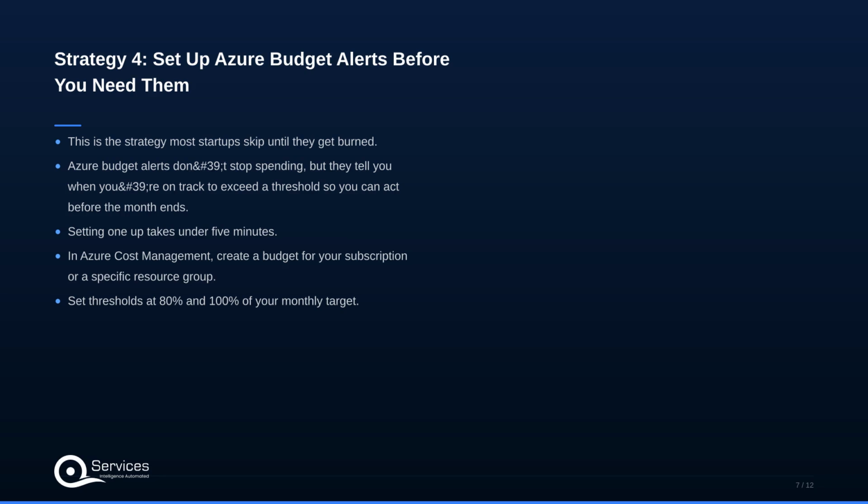In Azure Cost Management, create a budget for your subscription or a specific resource group. Set thresholds at 80% and 100% of your monthly target. Configure email alerts to go to whoever reviews the Azure bill. Done. The more useful addition is action groups.